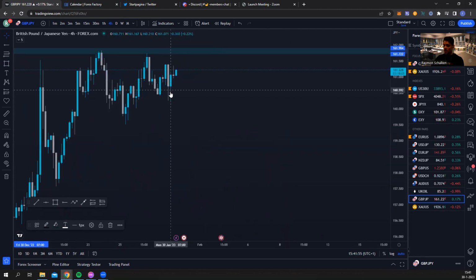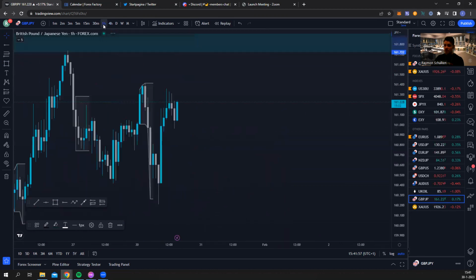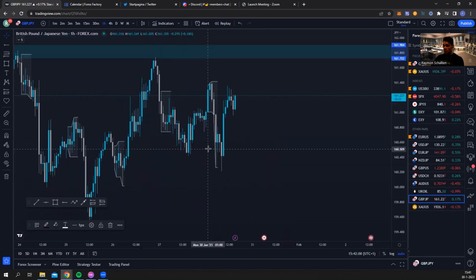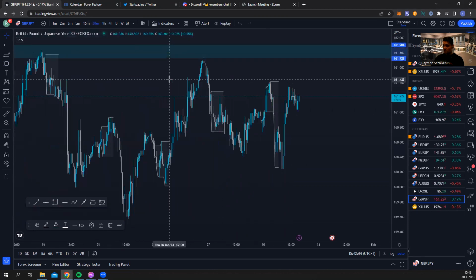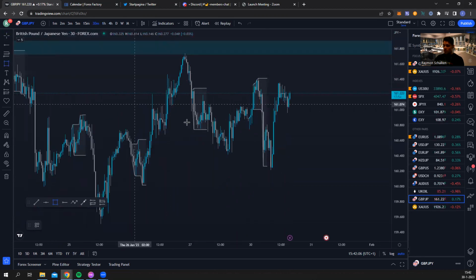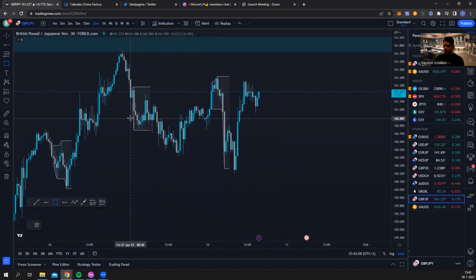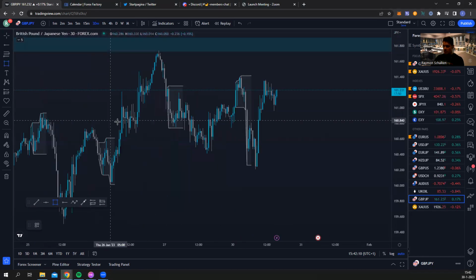Okay, so we had this 4-hour candle right here where the trade happened. The 1-hour candle was looking good at the moment. This candle was still forming, and then we got to the 30-minute. On the 30-minute, I draw my zones. I had a couple of them, but this was the one that made sense the most to me.